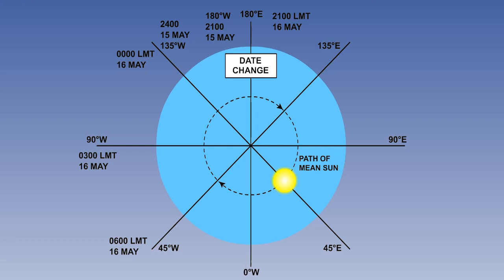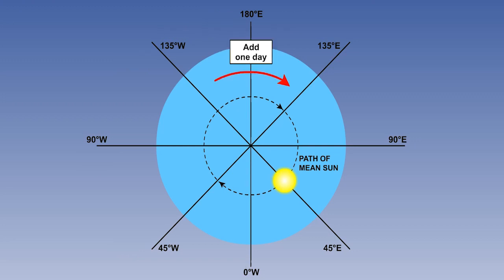This is similar to the international date line, which follows the 180-degree meridian for the most part, with a few deviations. However, for LMT calculations, these deviations do not apply. Date changeover always occurs at the 180-degree meridian. The time on both sides of the meridian is 2100 LMT, but the date to the west is 15th of May and to the east is 16th of May.